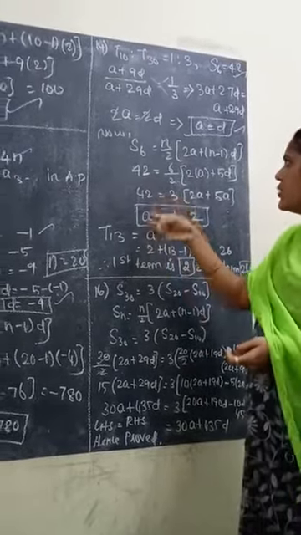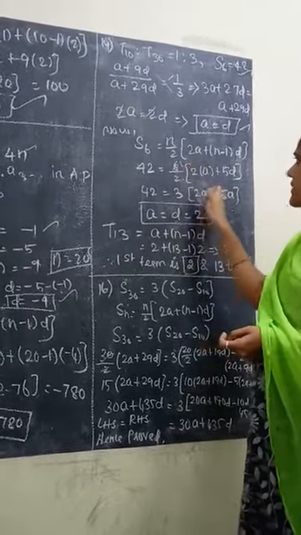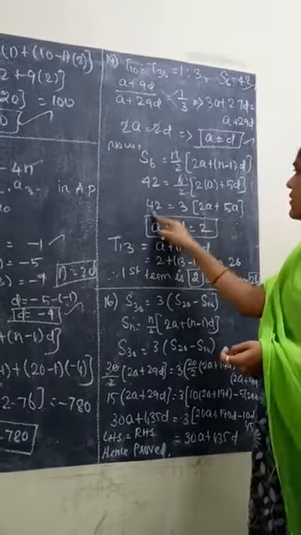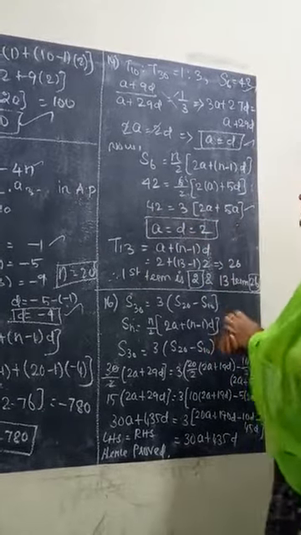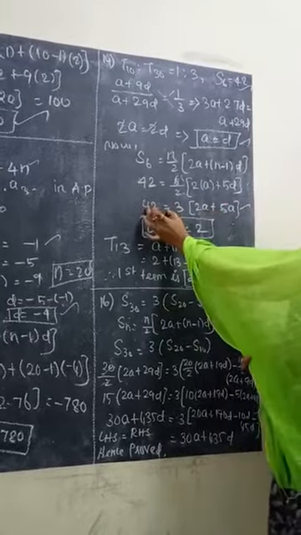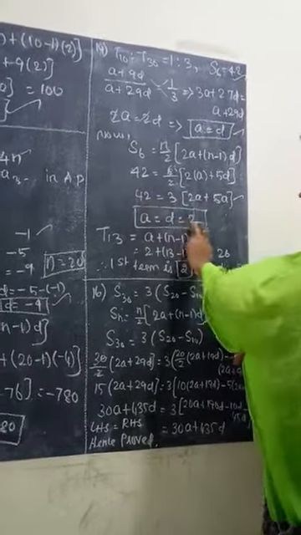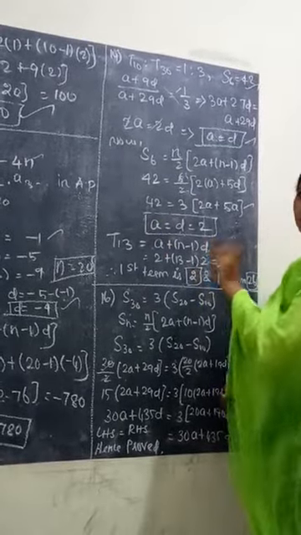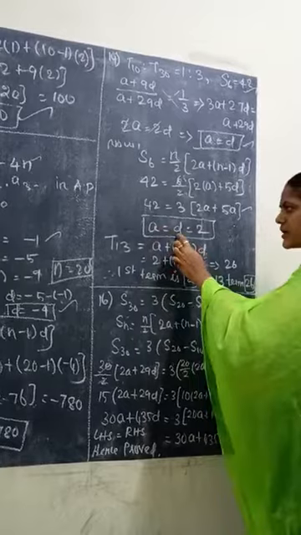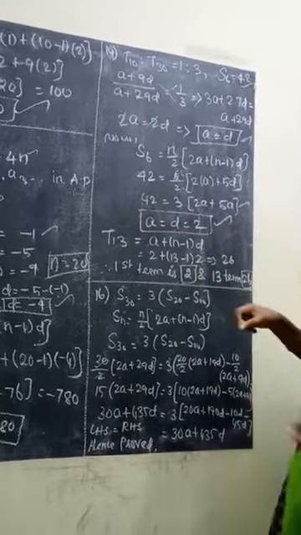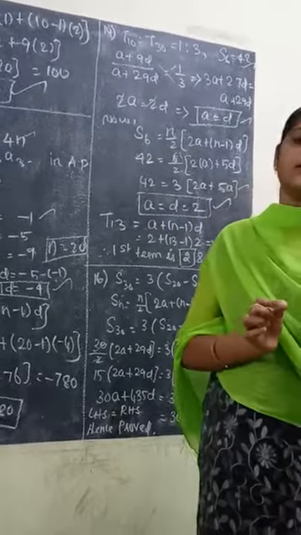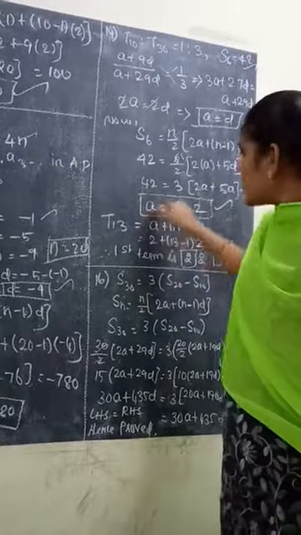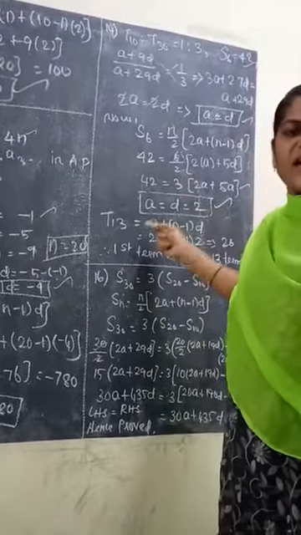42 equals 3 into 2a plus 5d. 42 divided by 3, do the simplification, you will be getting 14. So 14 by 2, 7, so a equals d equals 2. Both the values are same. So the a value is also 2, the d value is also 2. Now we find the first value is 2. They asked to find the 13th value.